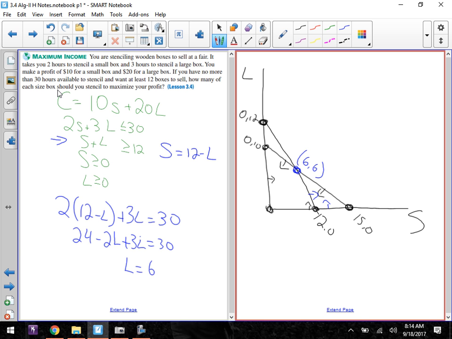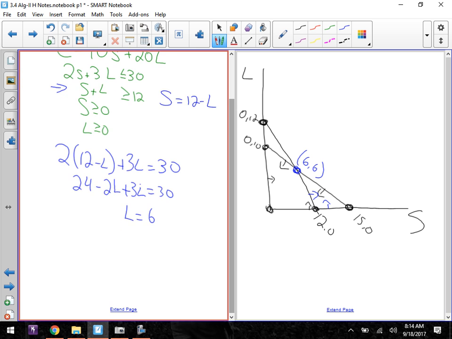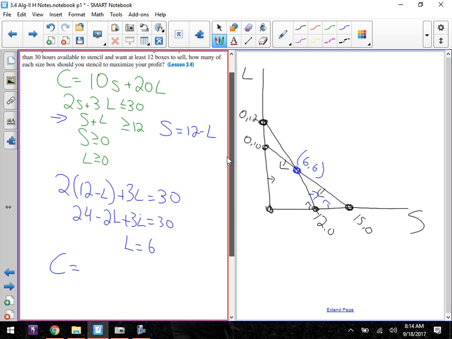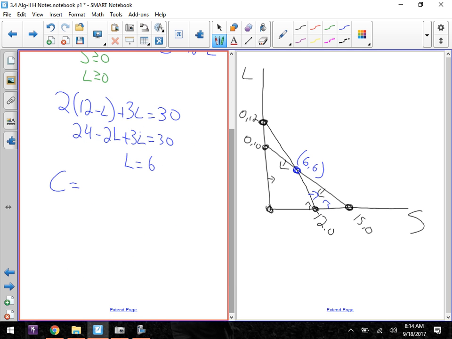What 3 ordered pairs do you have to worry about? 6, 6, 12, 0, 15, 0. Okay. I forgot my profit. What was it? 10S, 20L.